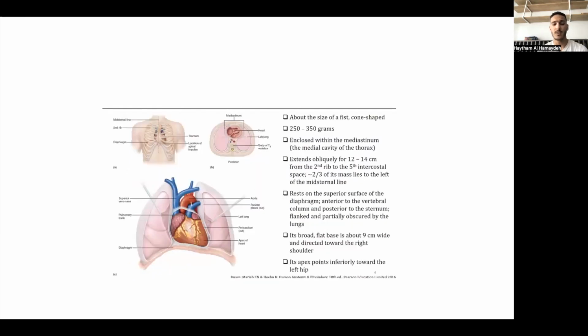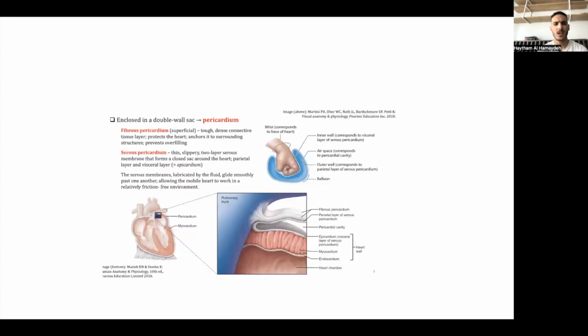The heart is located in the mediastinum between the two lungs and above the diaphragm. The apex is located towards the left of the body, pointing down towards the left hip. It is about the size of a fist, 230 to 350 grams. I mean, that's basically the most important things that we've mentioned.